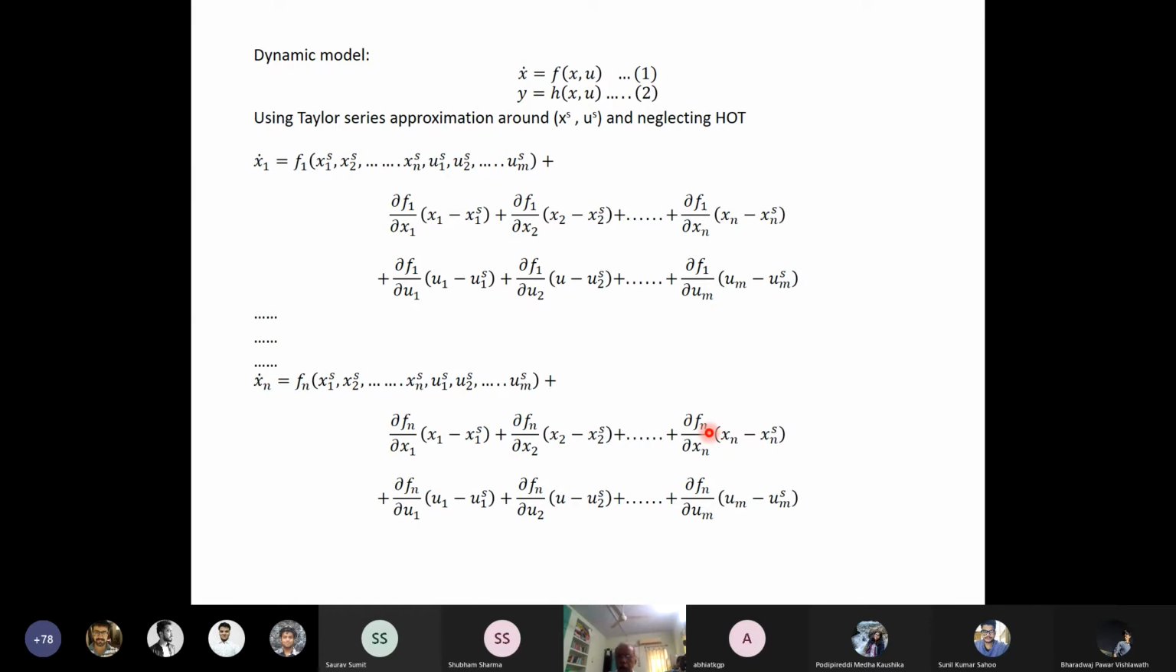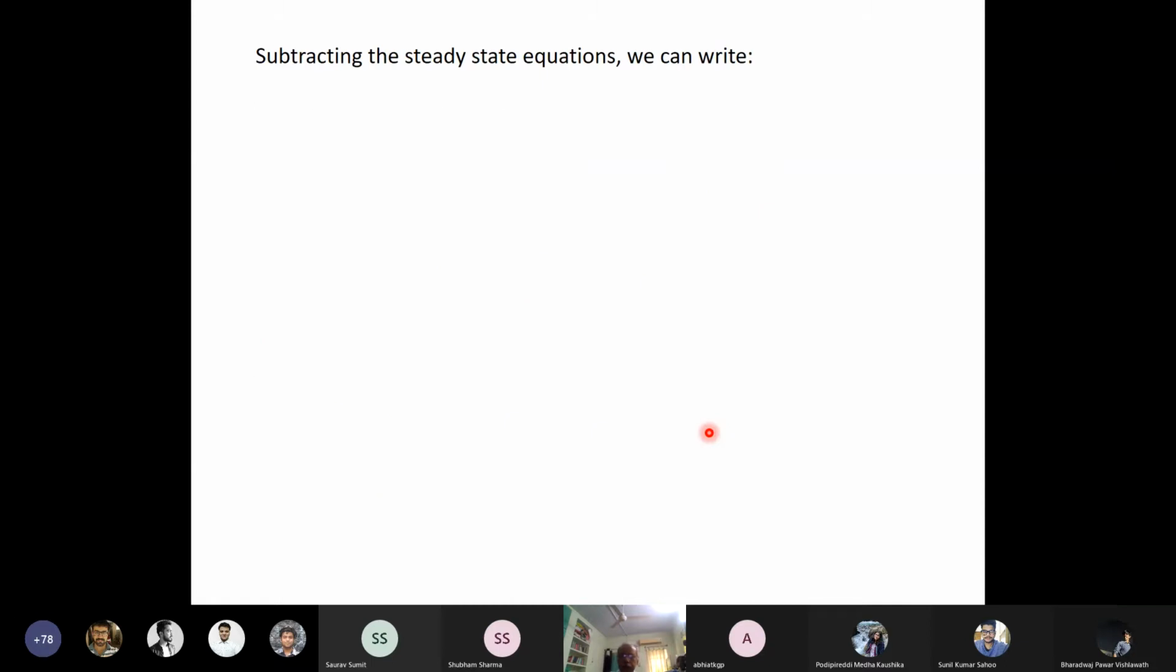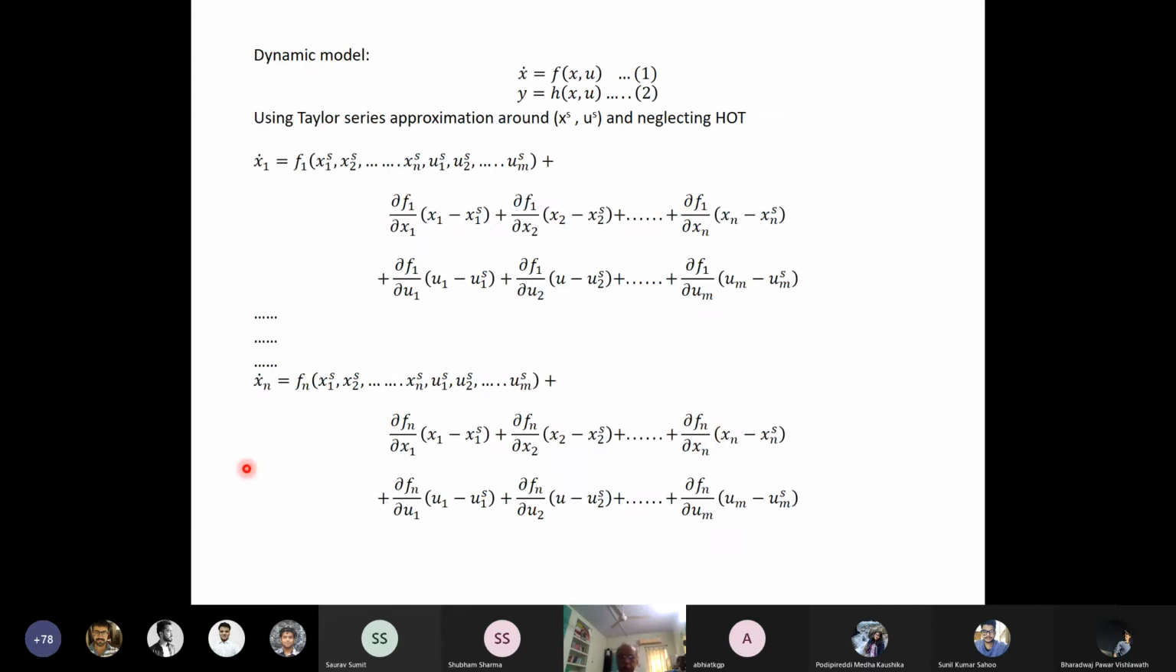Now all these equations, if you arrange them, and then you subtract the steady state equations. Steady state equation is x1 dot s equals this term only. So I subtract from this equation the steady state equation. So this term will vanish, and I will have in the deviation form only these terms.